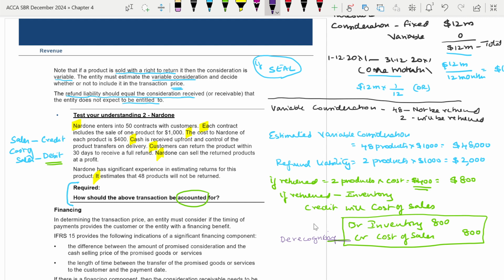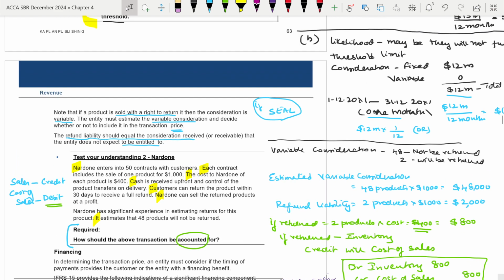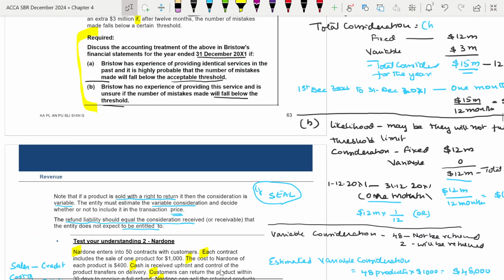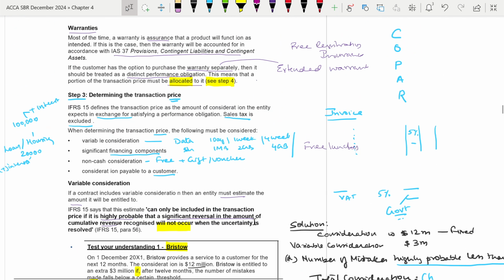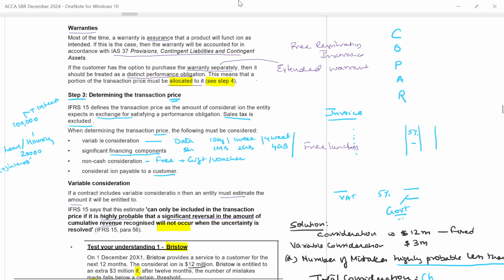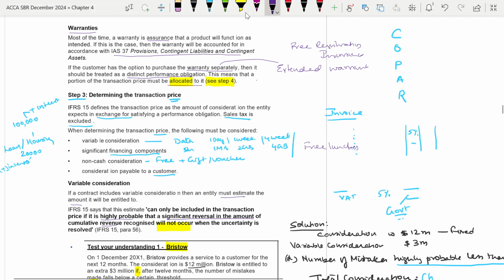First we have to calculate the variable consideration. 42 will not be returned, 2 will be returned. We have taken variable consideration for 48 products. There is a refund liability, isn't it? We have made it very clear here.